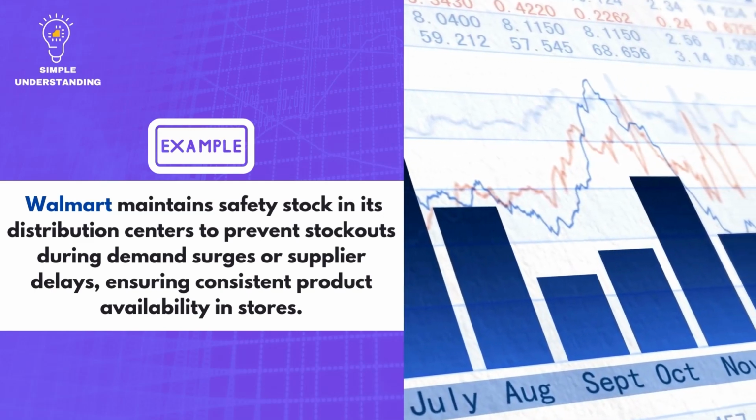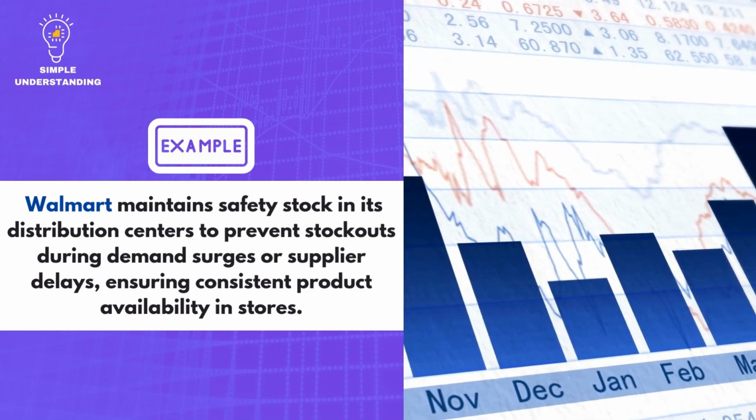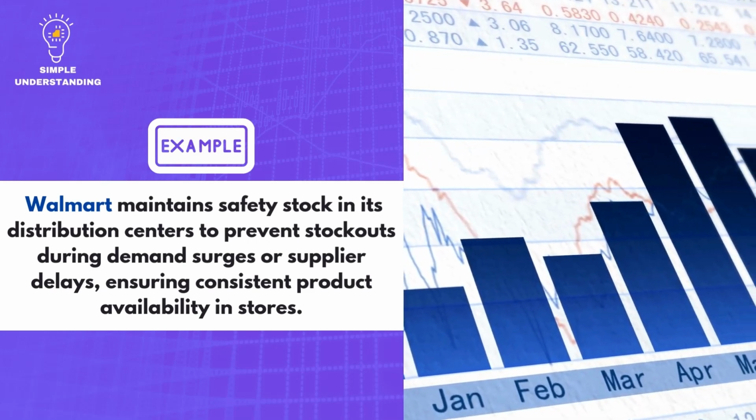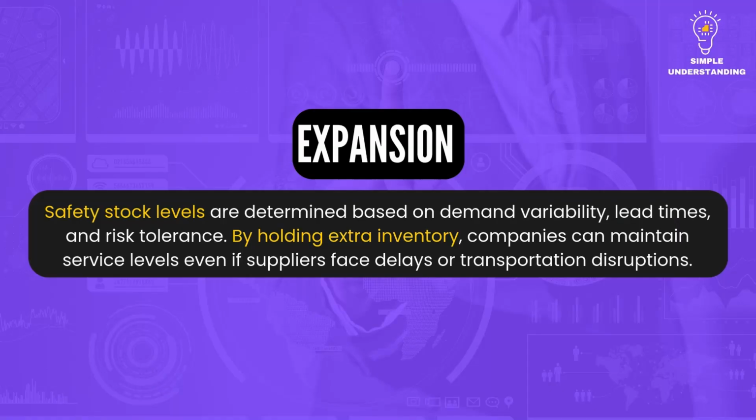Walmart maintains safety stock in its distribution centers to prevent stockouts during demand surges or supplier delays, ensuring consistent product availability in stores. Expansion. Safety stock levels are determined based on demand variability, lead times, and risk tolerance. By holding extra inventory, companies can maintain service levels even if suppliers face delays or transportation disruptions.